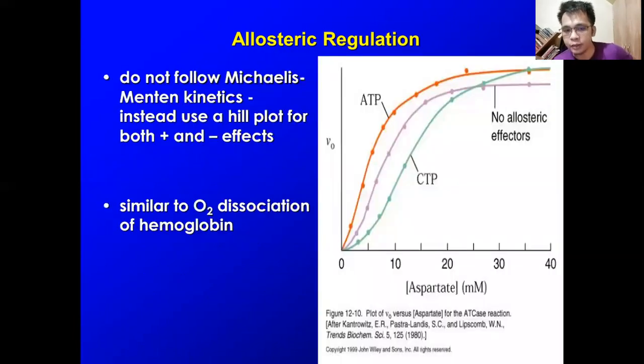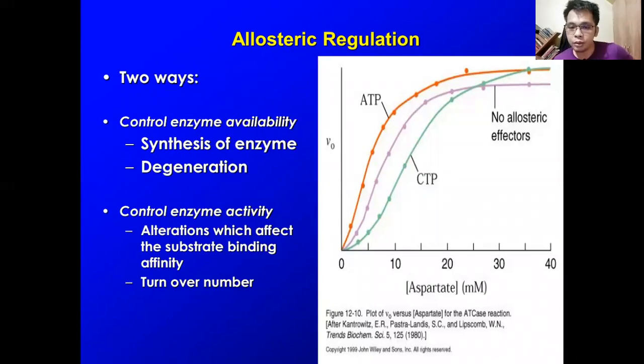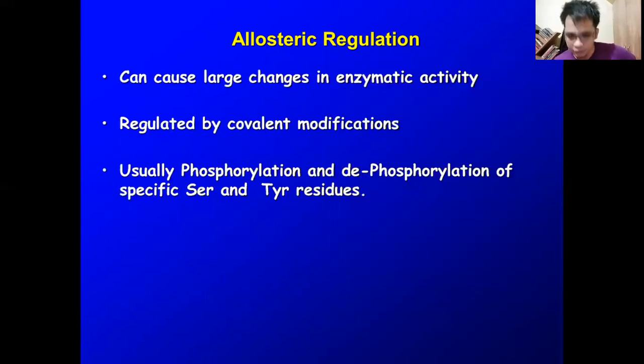So how does that happen? Allosteric regulation doesn't follow a mechanism and kinetics, but instead a Hill plot for the inhibitor and activator effects. There are two ways of allosteric regulation. One controls enzyme availability, either the synthesis or degradation of the enzyme. The other controls enzyme activity, where it alters the binding site, the active site of the enzyme, or the binding affinity in order to control it.